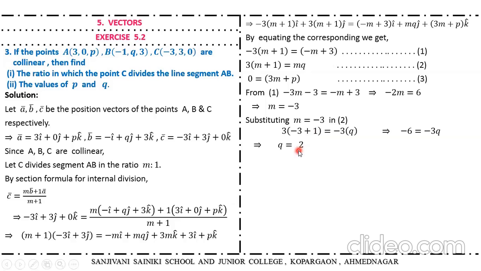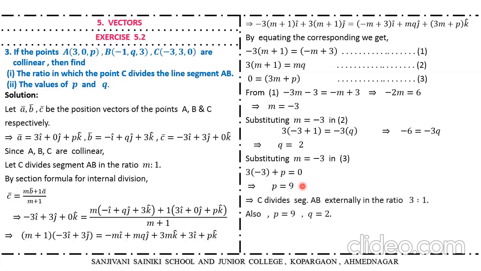It is 2. And now finally substitute the value of M is equal to -3 in equation number 3 so that we can find the value of P. We get P is equal to -9. So C divides the segment AB externally in the ratio 3:1. Also, the value of P is 9 and the value of Q is 2.